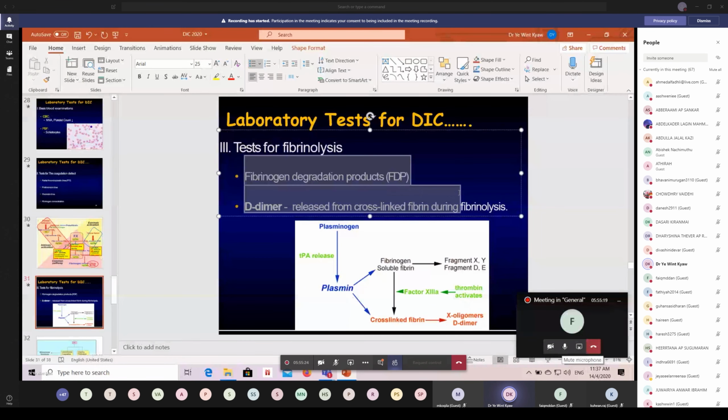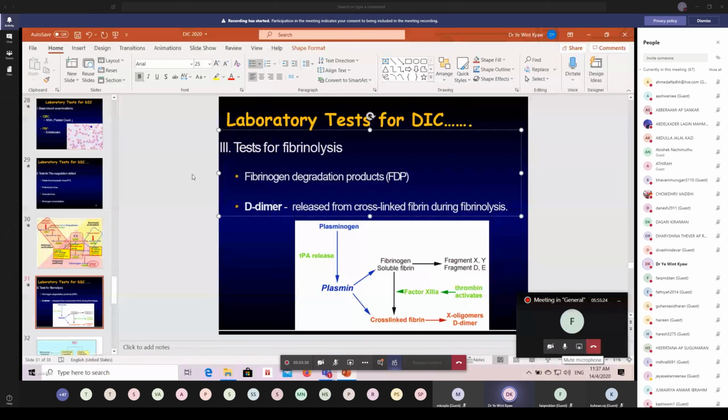In the laboratory, when you arrive at the hospital, the physician will ask what test you will do. If you suspect DIC, you should do FDP and D-dimer. Usually D-dimer we use in clinic. I'm not sure, it depends on the hospital, I think. These two tests you must know for DIC.